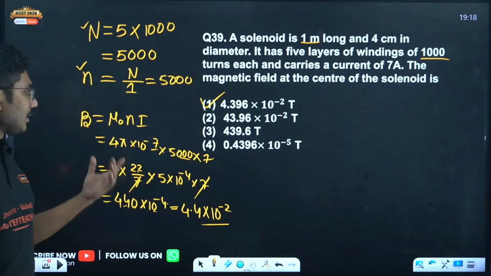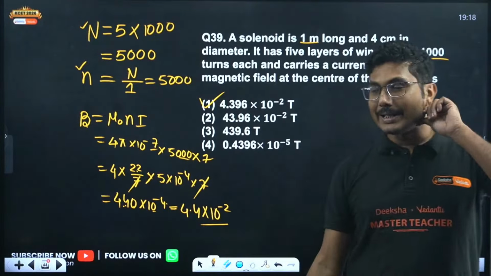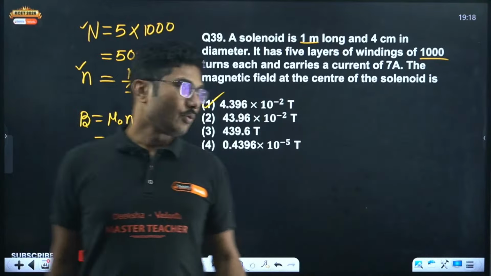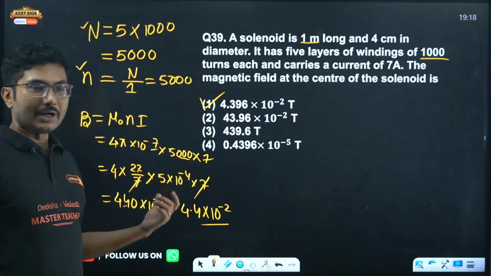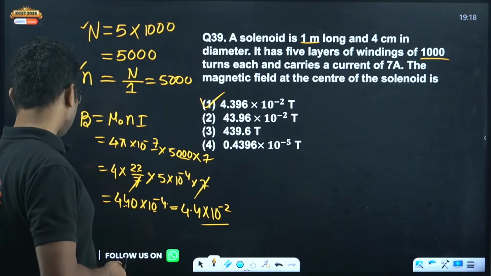This is a smart calculation trick, because 22 by 7, we sometimes forget that pi can be used as 22 by 7. But based on the question, once you have written the formula, you realize whether to take 3.14 or to take 22 by 7.